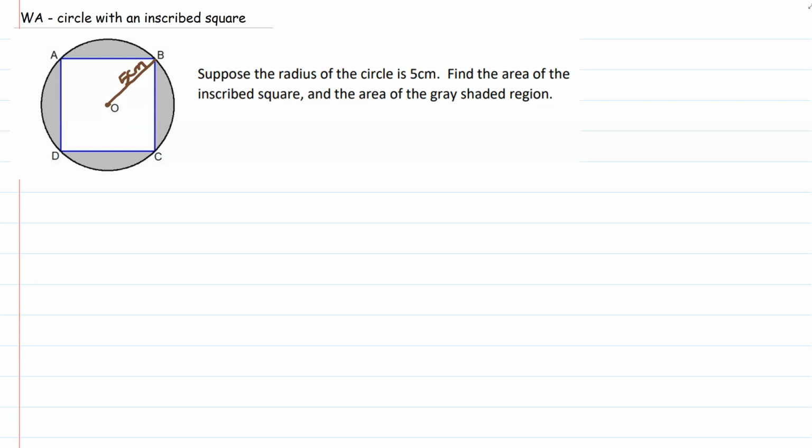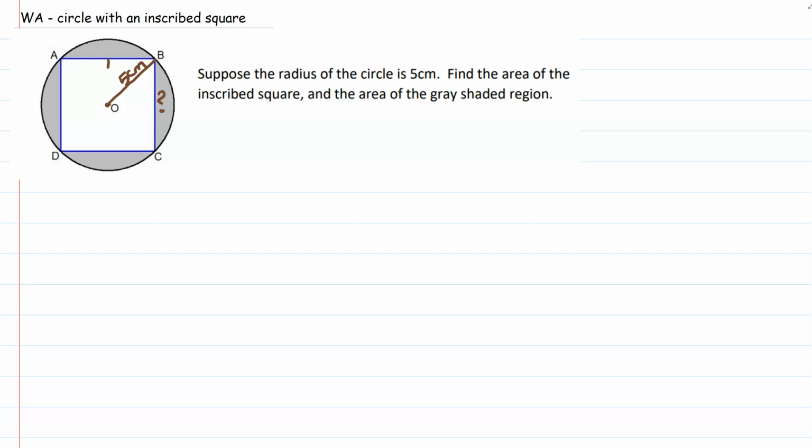gray shaded region. So in order to find the area of the square, you would need to know what the side of the square is, right? A square is a rectangle, so area is length times width, or base times height, right? So here we are looking at that. How are we going to find the length in order to find the area of the square? We need another line put in right there.